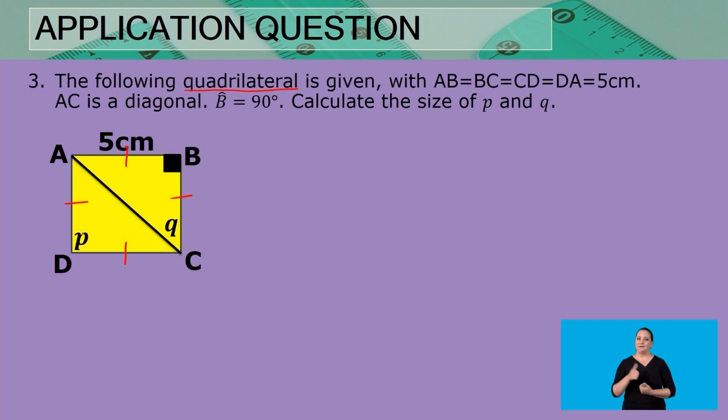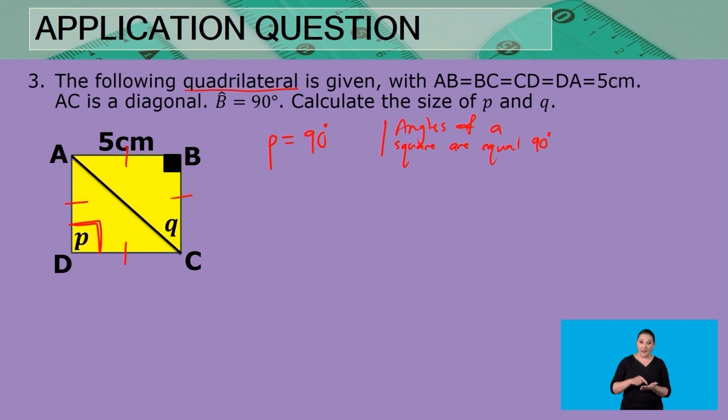Now let's look at where P is. P is at angle D. And because we've said that this is a square, that means that angle D is 90 degrees. So P is equal to 90 degrees. And the reason for that is that these are angles of a square, which are equal to 90 degrees.